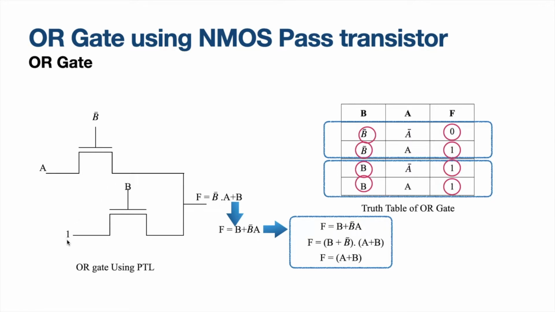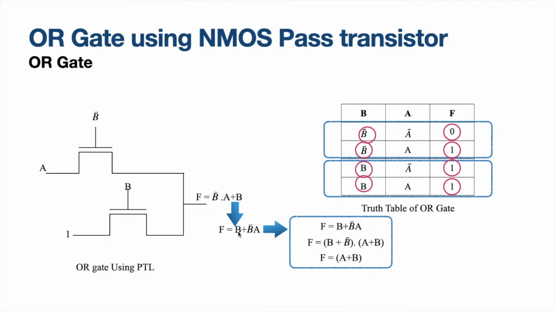So, with all these variables assigned to gate and input terminal, let us write the expression. F is equal to B bar into A plus B into 1. Anything multiplied by 1 is just the variable itself. Therefore, F = B bar A + B.